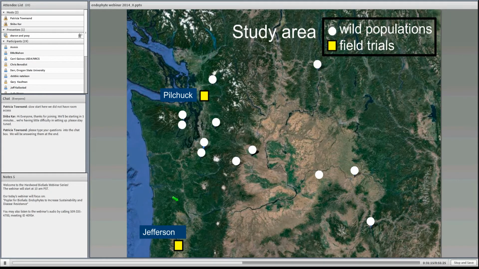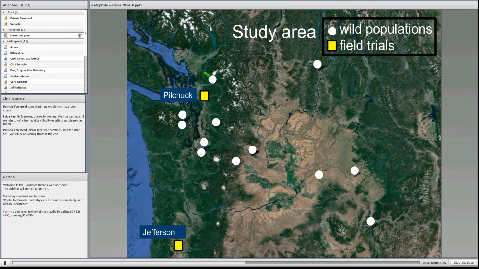And the reason for this is that these wild populations, like the Skagit River population here, will really be the source of inoculum for plantations or for field trials, in the sense that both pathogens and beneficial endophytes will come from these wild populations. So we want to know what the source population looks like.